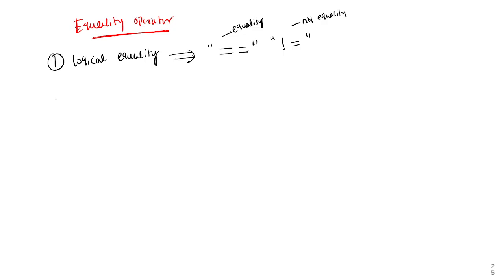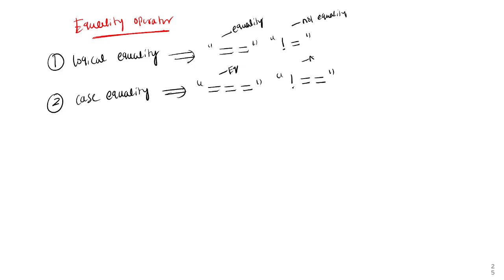And next you have case equality. In case equality, equality means three equals signs, and not equal means not followed by two equals signs. Okay, this is case equality, and this is case not equality. So that we'll see.